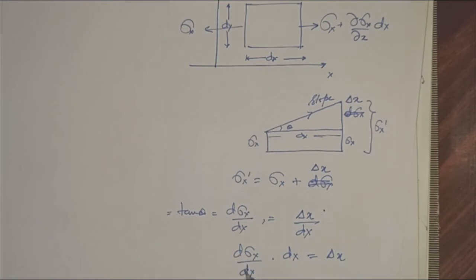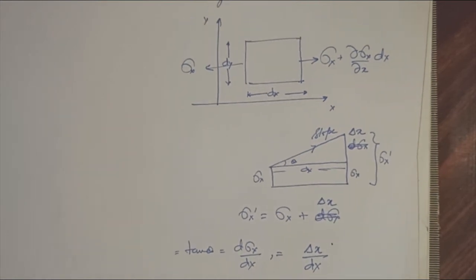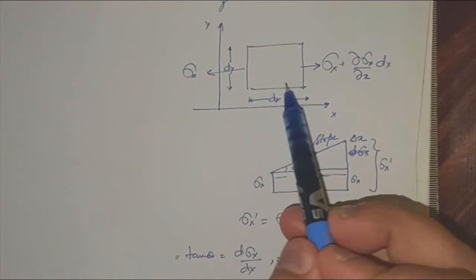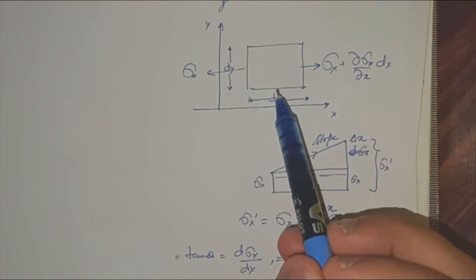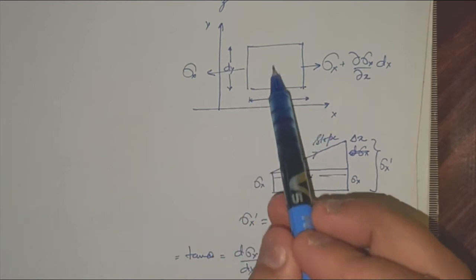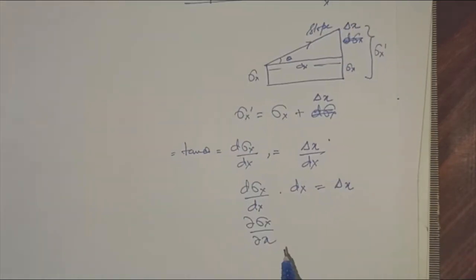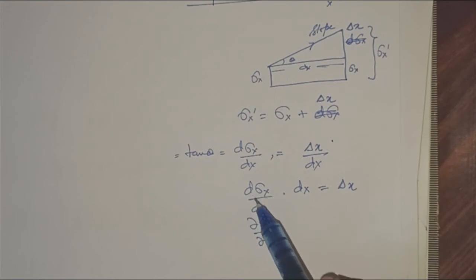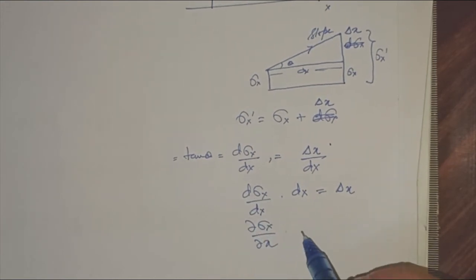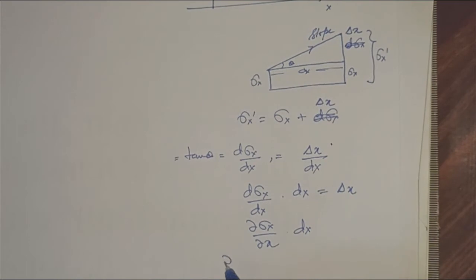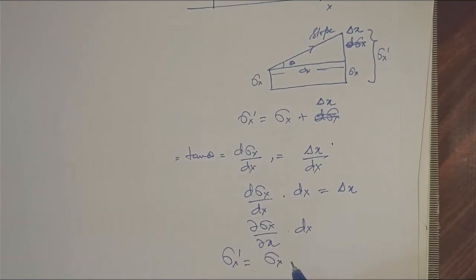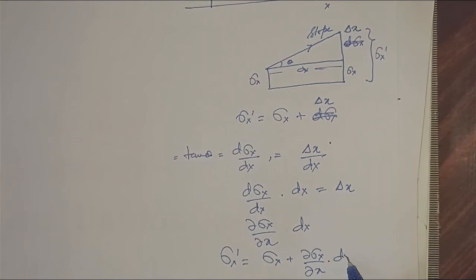And this d here can be replaced with the partial derivative del sigma x by del x, because the stress is varying along x and along y also. So you can convert the direct derivative to a partial derivative times dx. Put this here, so sigma x dash becomes sigma x plus del sigma x by del x times dx.